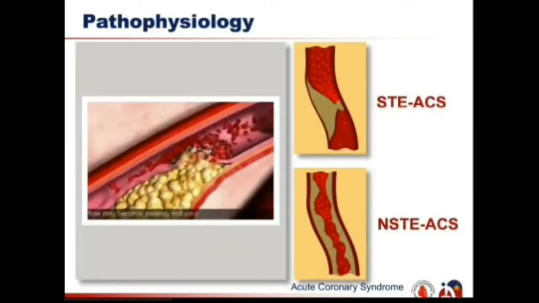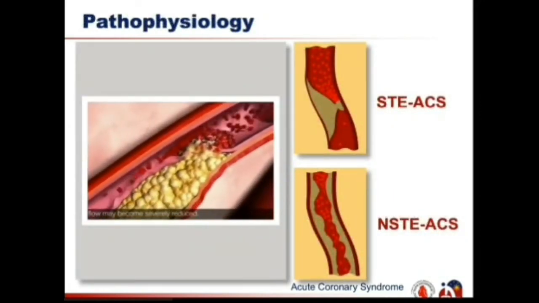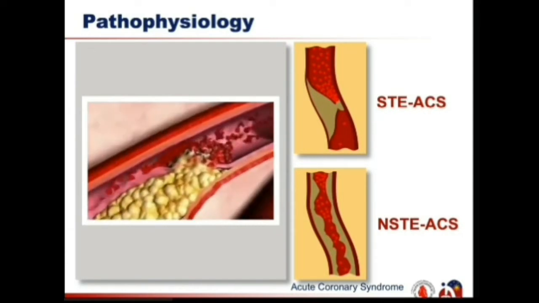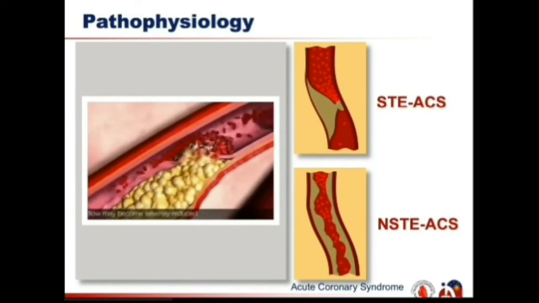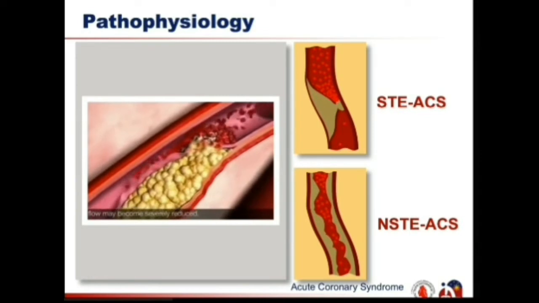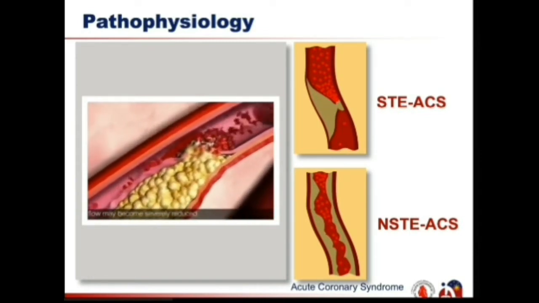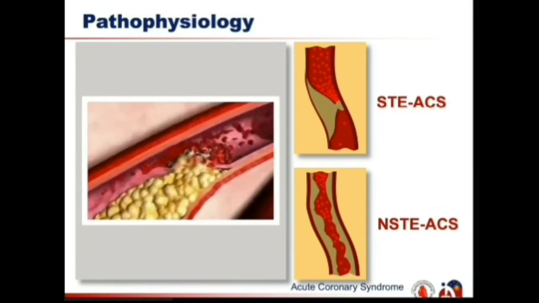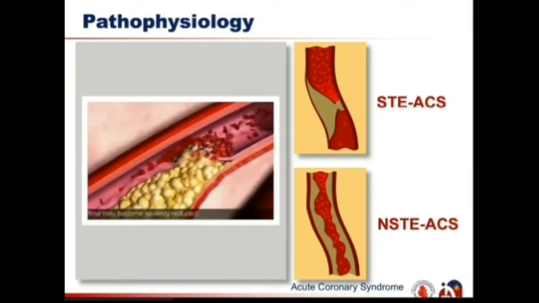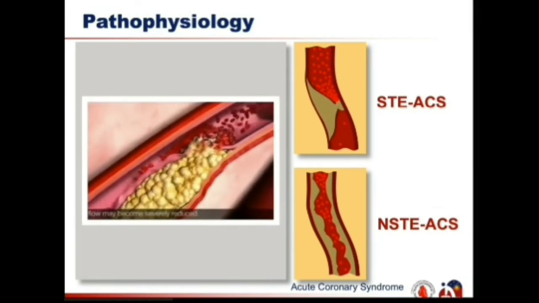The most common cause of ACS is plaque rupture, leading to occlusion of a coronary artery. When an artery is acutely and totally occluded, ST elevation acute coronary syndrome occurs. Acute partial occlusions result in non-ST elevation acute coronary syndrome.